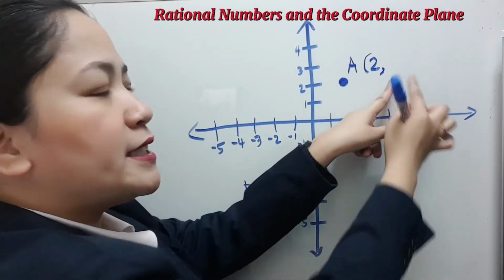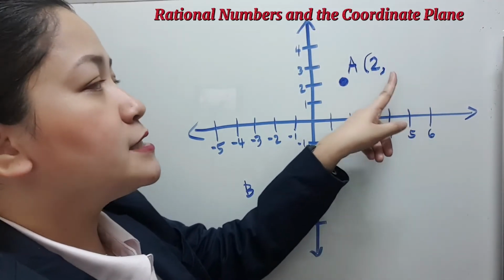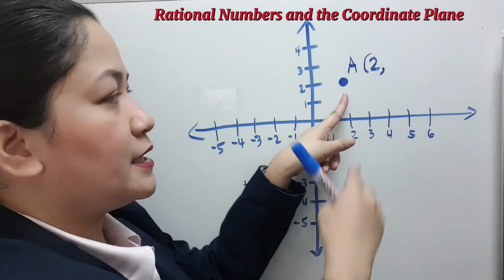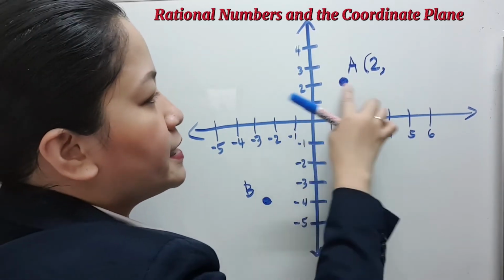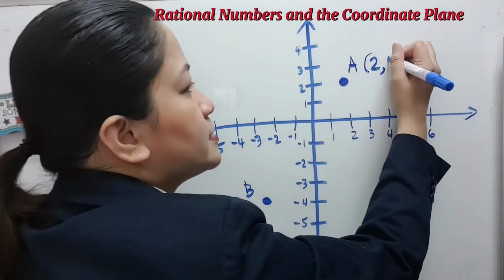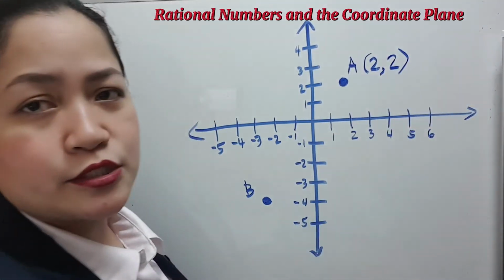Now, the y-coordinate or the second coordinate is the number opposite in the y-axis or in the vertical number line. So this point is opposite 2 also in the y-axis. That means the y-coordinate is 2.